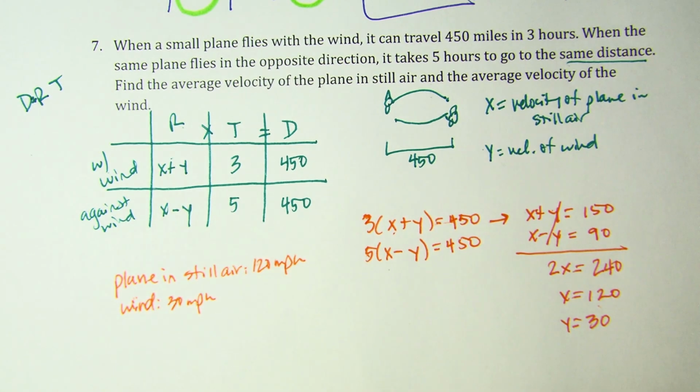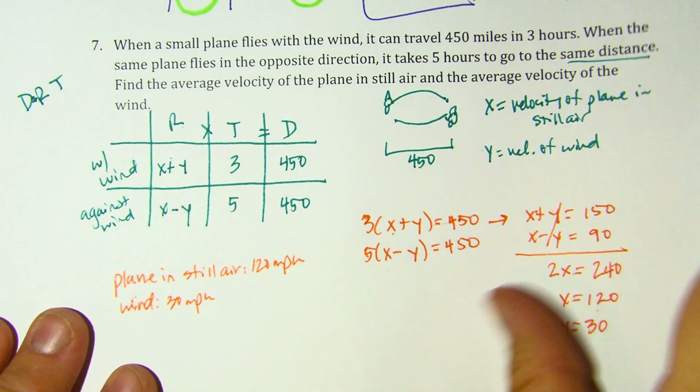All right. So those are probably the two most common word problems that you'll see with this topic of systems of equations. There are other possibilities, but those are probably the ones that you're most likely to see.